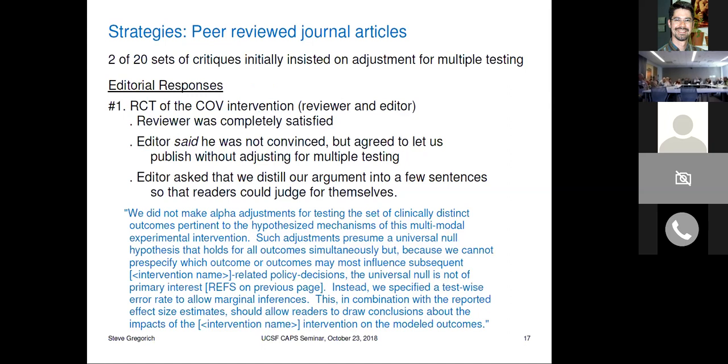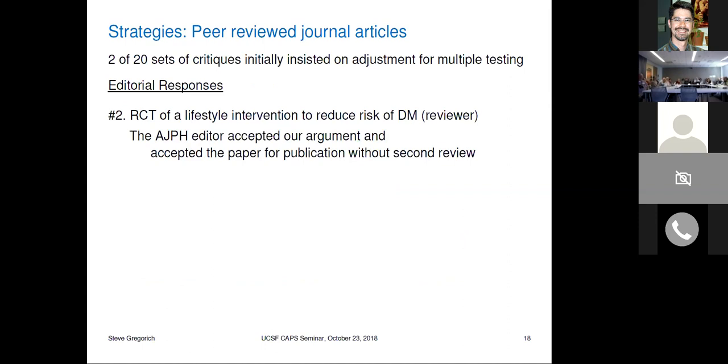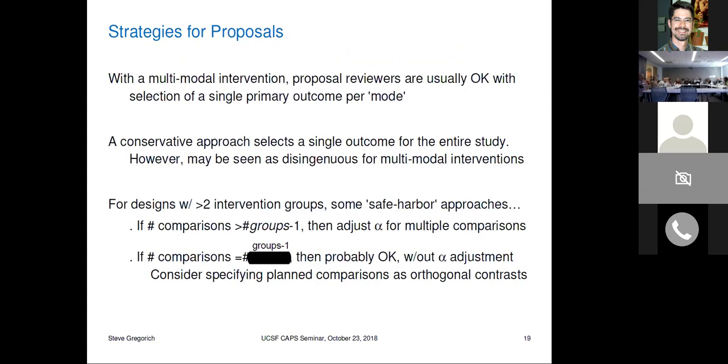And he asked that we distill our argument into a few sentences. So this is what I drafted. Again, I'm not going to read it now. You can look at it. It could be improved, I'm sure. The other article was the HAPH. It was a reviewer who said we needed to adjust for multiple testing, and the editor just accepted our argument and didn't send out the paper for second review. So I think there's some support out there for this idea that you don't have to adjust for this.